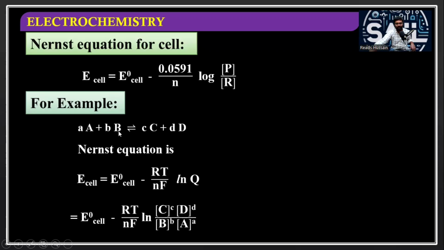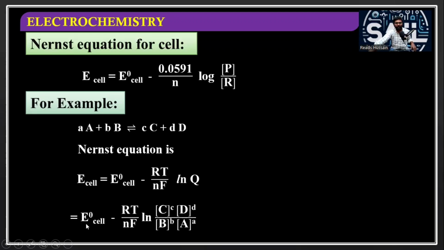Here capital A, capital B are reactants. Capital C, capital D are the products. Small a, small b are the number of moles of A and B, small c is the number of moles of C, and small d is the number of moles of D. To write the Nernst equation for this, you have to follow this last one.